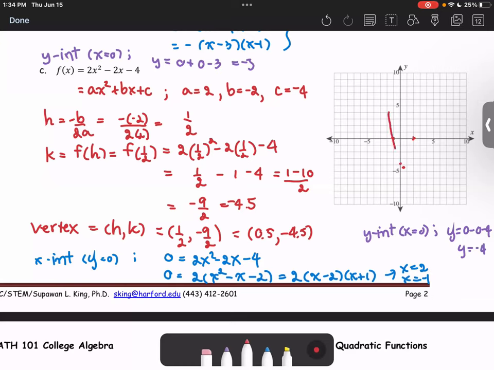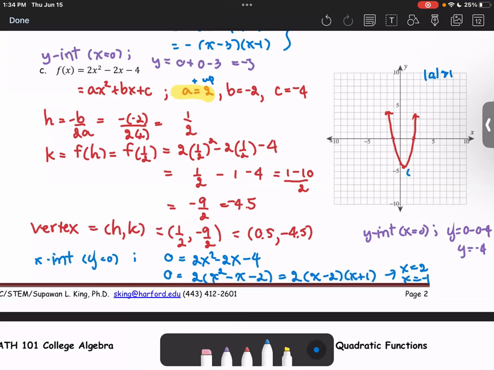So the graph opens up because the a is positive. Let me put a sign here. This is positive. So it opens up, or upward. And then it's narrower because the absolute value of the a is greater than 1, narrower than the basic y = x² graph or the basic parabola graph.